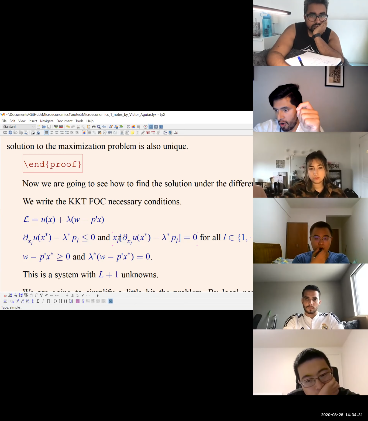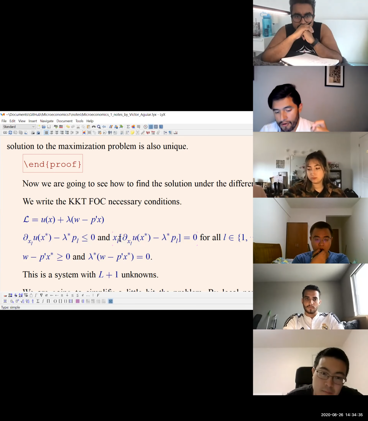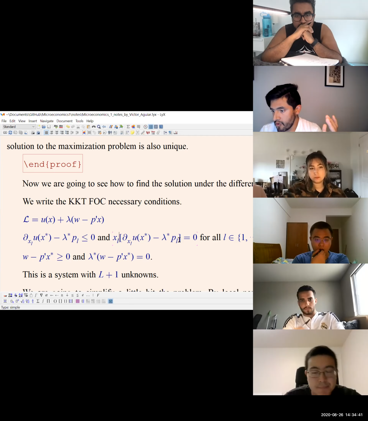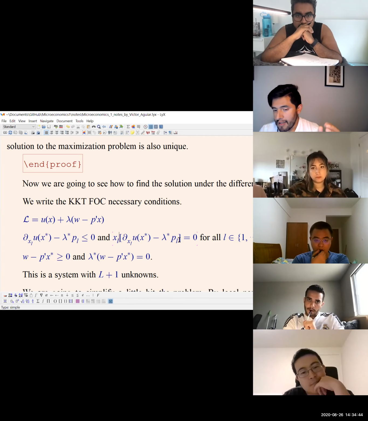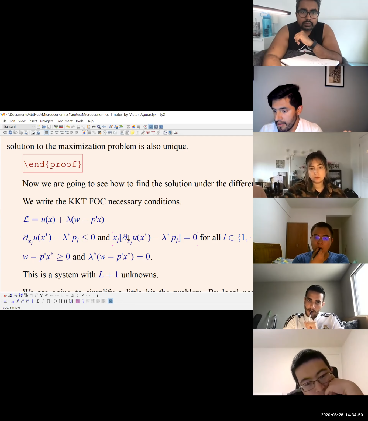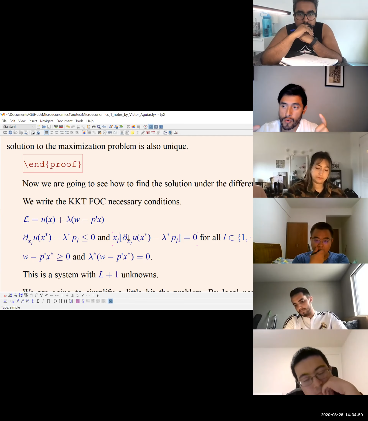The switch becomes off, right? And now it is inactive. And therefore, this term inside the brackets can be anything, either strictly negative or 0. Do you understand? But if x_l is positive, then what happens? The bracket must be 0, right? So that means that the first order condition has to hold with equality.